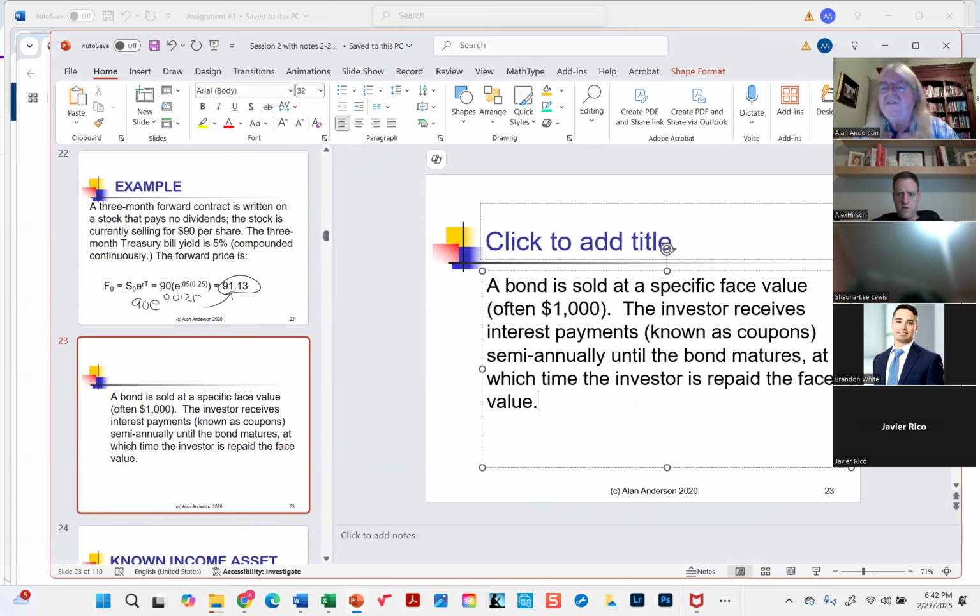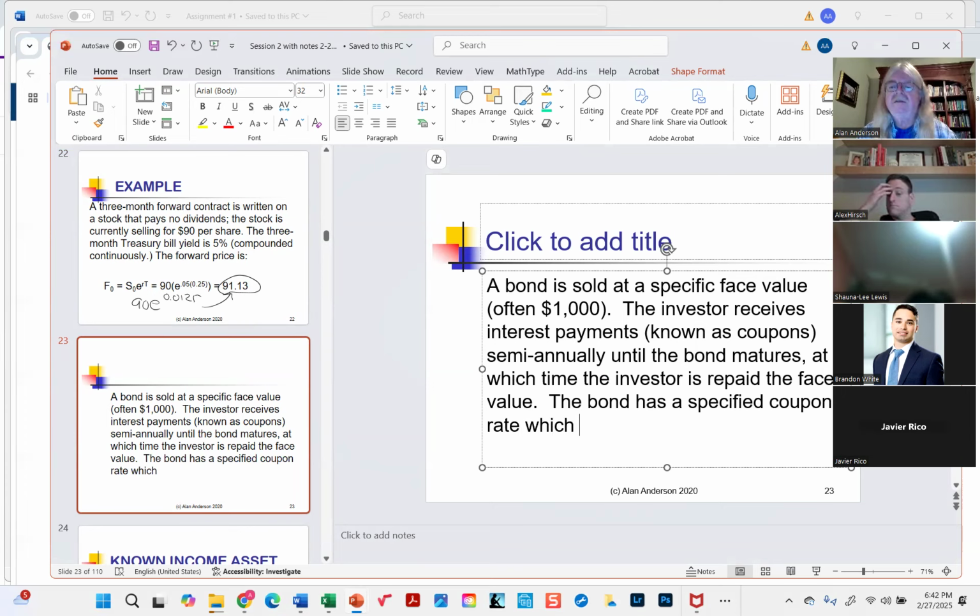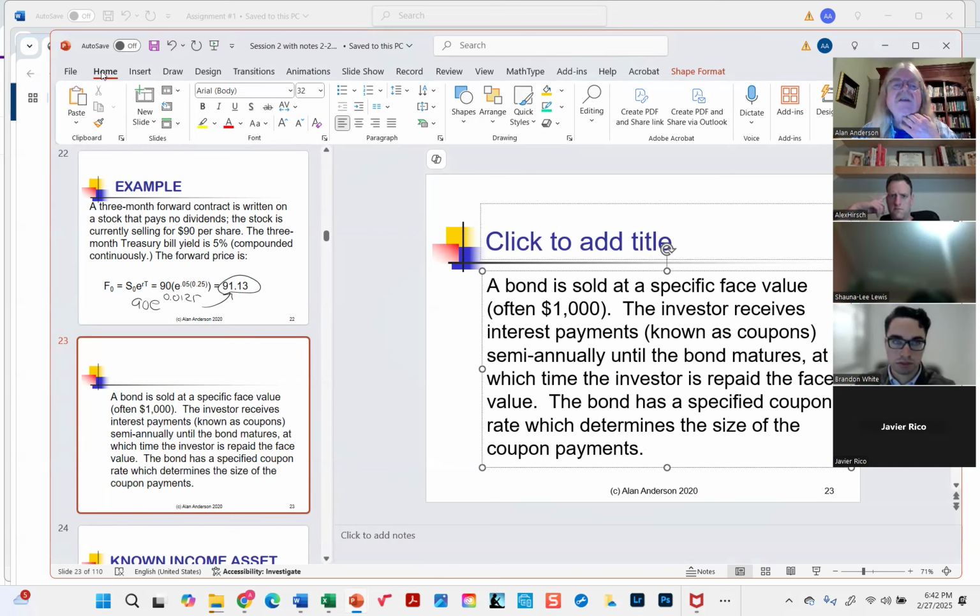Okay, so you buy it for $1,000. Let's say you get 20 years worth of interest payments, then you get your $1,000 back. So the bond has a specific coupon rate, which determines the size of the interest or coupon payments. All right, so let me just give you a quick example of that.